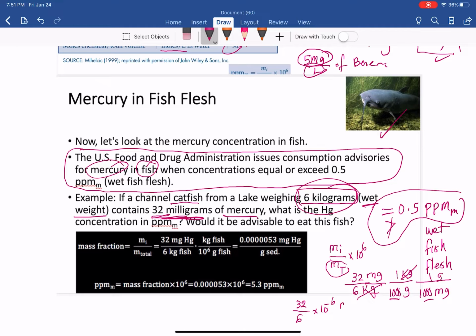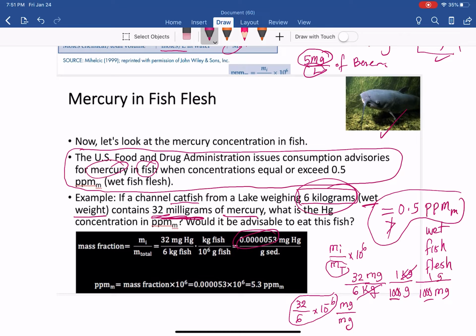This is what? Milligram of mercury over milligram of fish. Meaning for every milligram of fish, you're going to get that much of mercury in it. You should use a calculator and you will find that this is the answer.